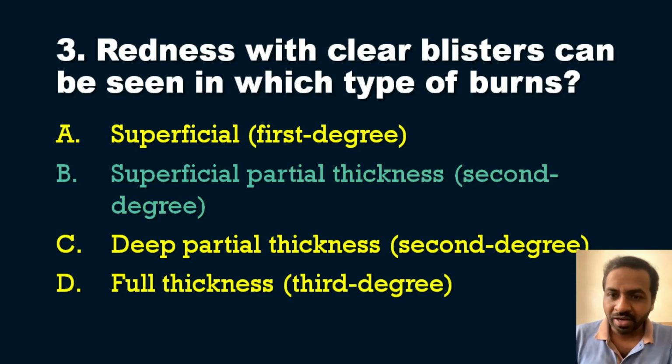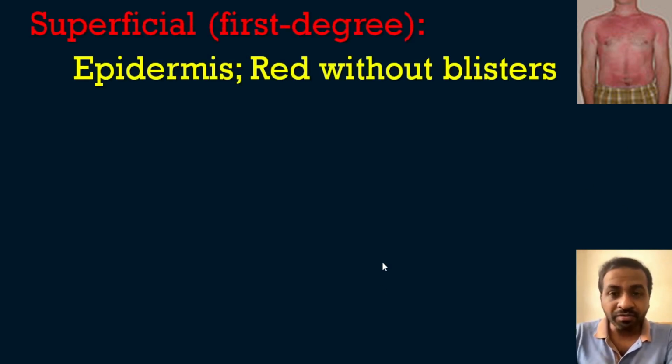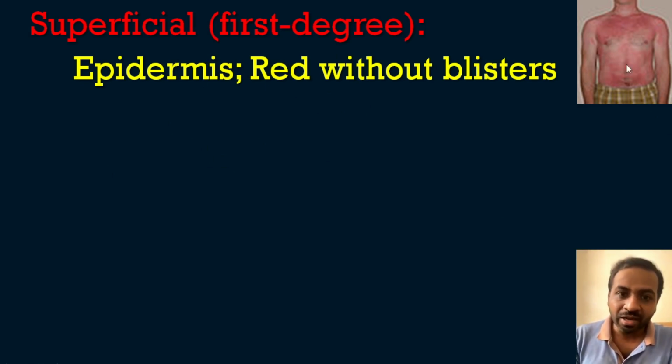Okay, so we will have the explanation for this question with the help of some pictures. The first picture, you can see in the corner of the screen right now. This is the superficial first degree burn, or the superficial burn, and here the skin part involved is only the epidermis, not the dermis, only the epidermis, and the appearance will be red without blisters. So in the picture you can see the color of the body is reddish without the presence of any blisters. Okay, so that is a superficial or first degree burn.